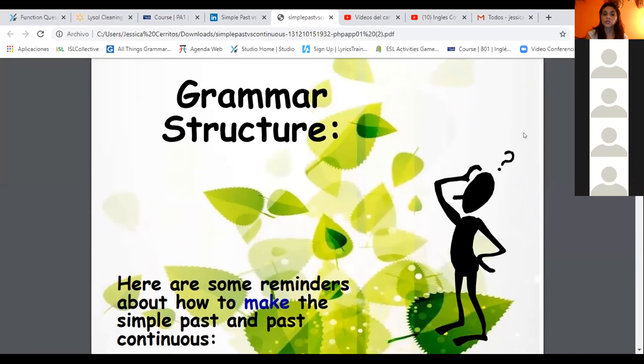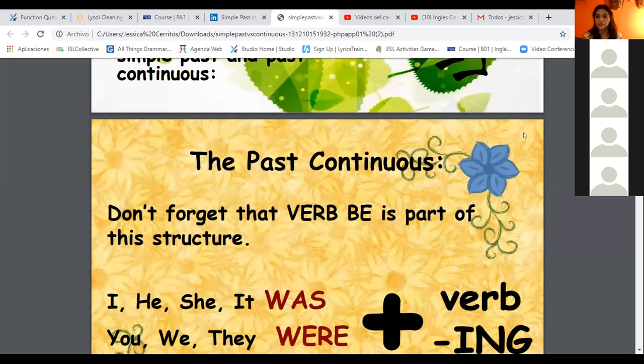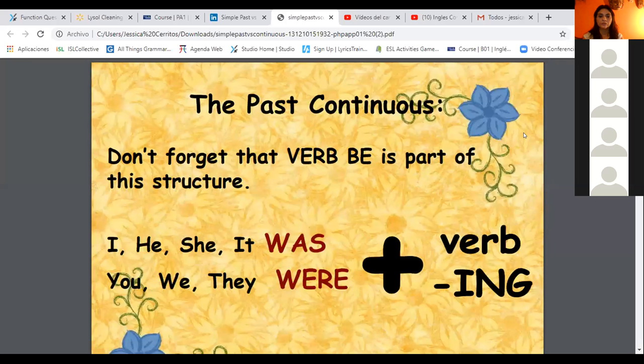David, can you read grammar structure, please? Okay, grammar structure. Here are some reminders about how to make the simple past and past continuous. Thank you. All right, so we have the past continuous. All right, Jennifer, can you read this, please? The past continuous. Don't forget that verb be is part of this structure. I, he, she, it, was plus verb ING. You with a were plus verb ING.